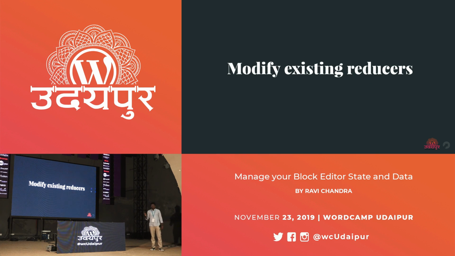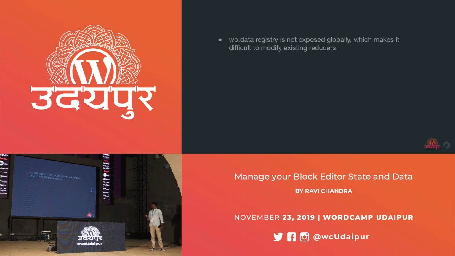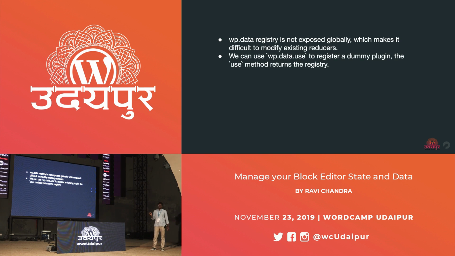Now, we have looked at a lot of default Gutenberg stores. Is there a way we could modify existing stores like core/notices, the example we looked at? WP.data registry is not exposed globally, and that is for very valid reasons, because we do not want anyone else making changes to the state. Only reducers should be responsible for making changes to the state. It is really difficult to modify existing reducers, but there is a catch.